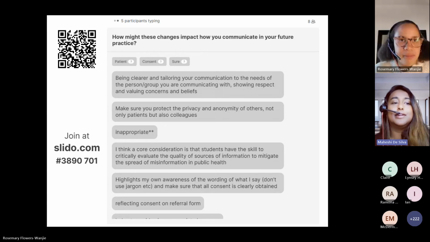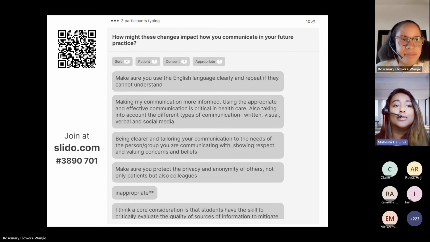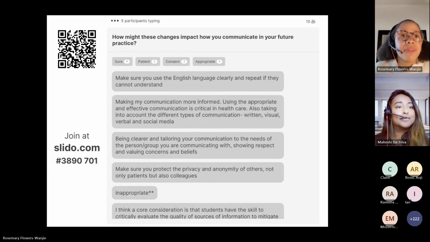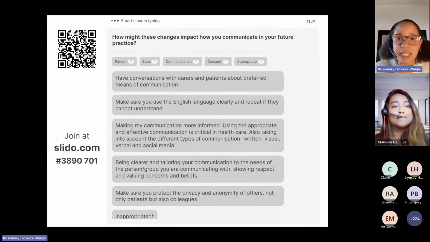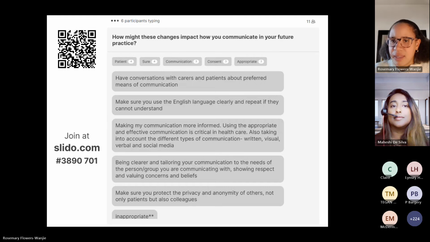Got a few more comments coming in on the Slido. Got a comment here saying it highlights my own awareness of the wording of what I can say and not to use jargon, and making sure all consent is clearly obtained. And I think that also is similar to the comment in the Teams chat that we've got, as well as a few earlier comments around appropriate language too, which is key. Yeah, definitely. And I like this one as well. Make sure you use language clearly, repeat if people can't understand. I think, yeah, being patient with people as well, you know. It's important to do that.